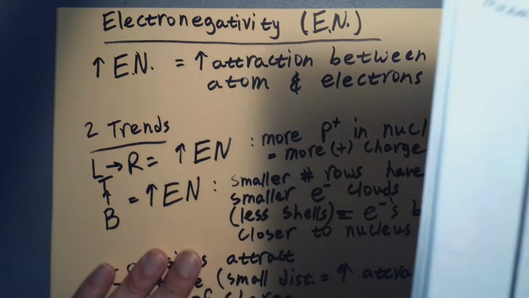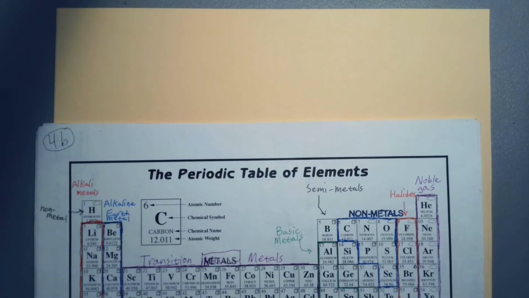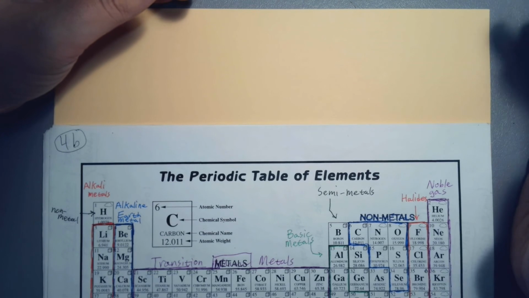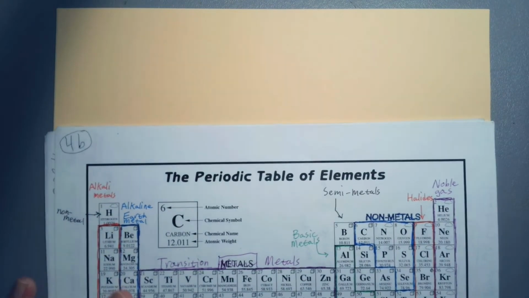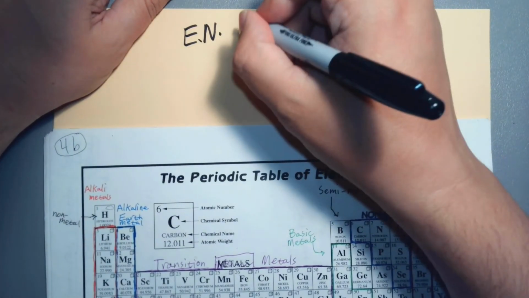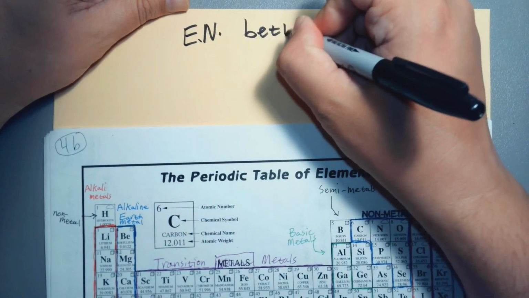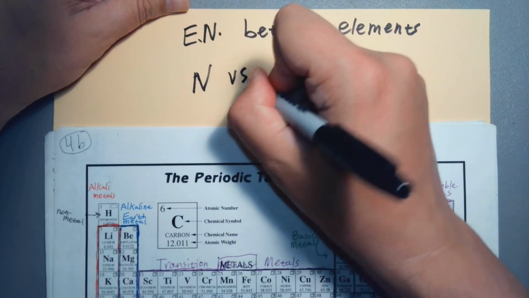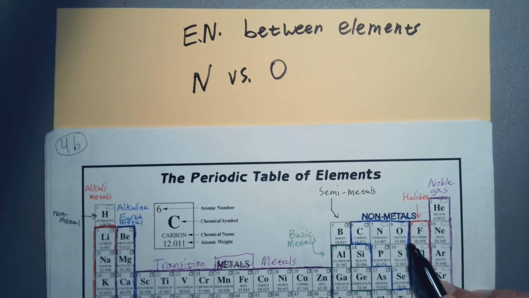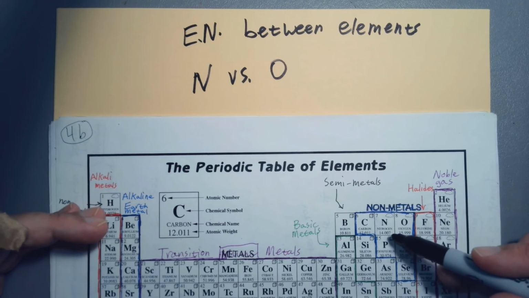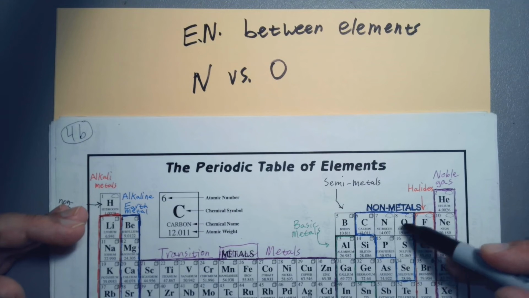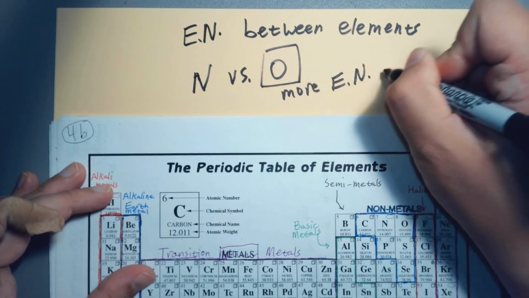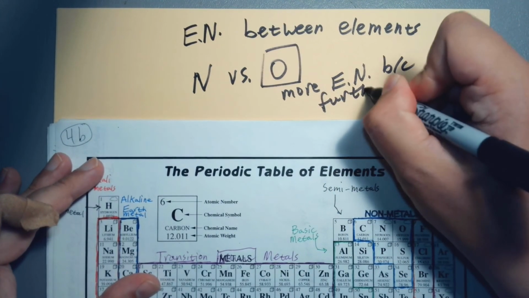And the last thing I'm going to talk about in this video that I expect you to be able to do is to compare different elements. So let's say I want to know what's more electronegative between elements. Let's say we do nitrogen versus oxygen. N versus O. Which is more electronegative? Well, we just look at our trends. Is one above or below the other? No, they're next to each other. Okay. Well, then the one further to the right, which is oxygen, is more electronegative. Because it's further right. That's what the trend says.